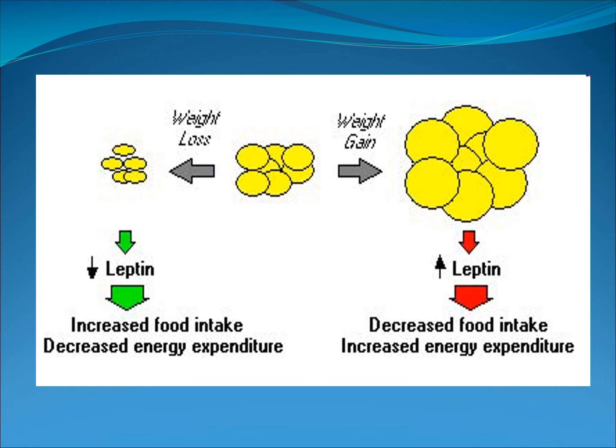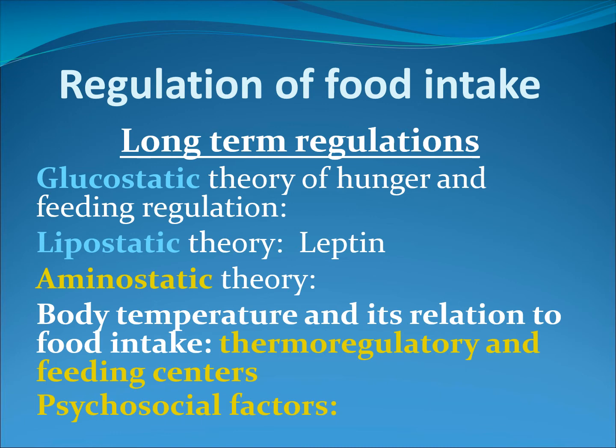Any defect in the OB gene may result in a non-functional leptin which is not having optimal activity over the feeding centers and is not having effect over the feeding behaviors. Among other theories involved in explaining the regulation of food intake, we have the aminostatic theory, which is talking about the level of amino acids in our body fluids as the stimulus to eat or not to eat.